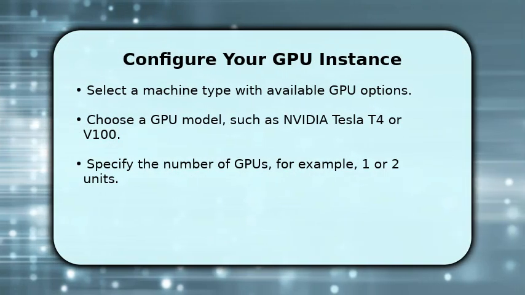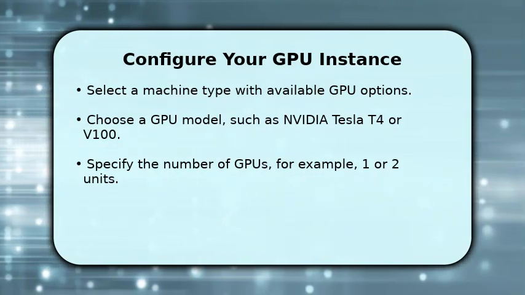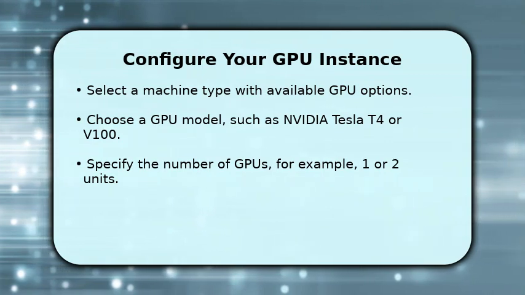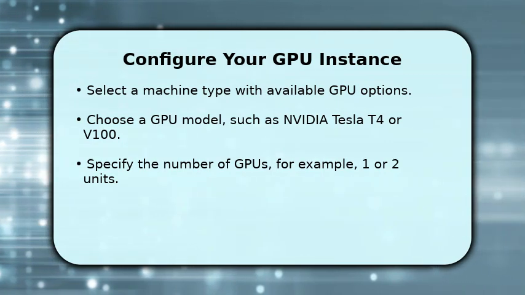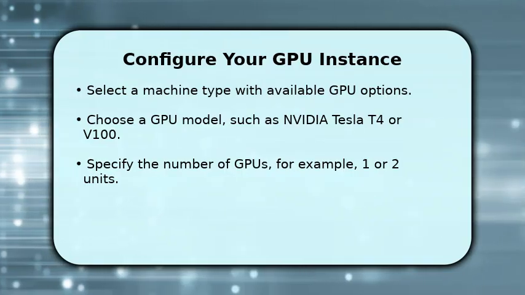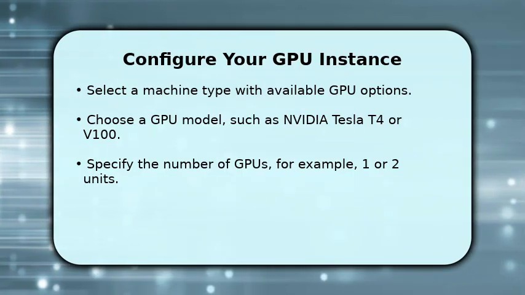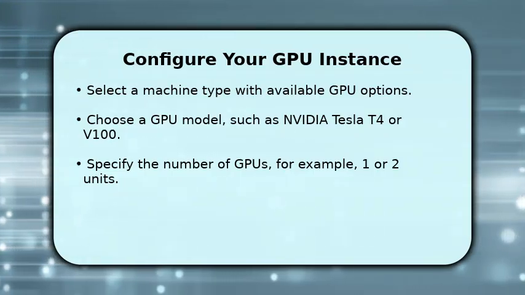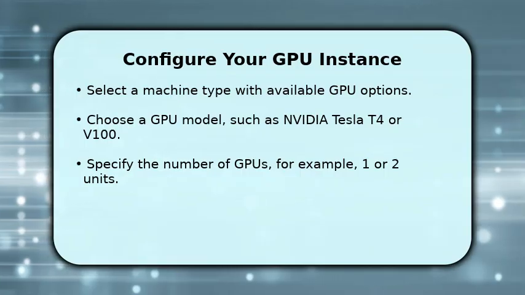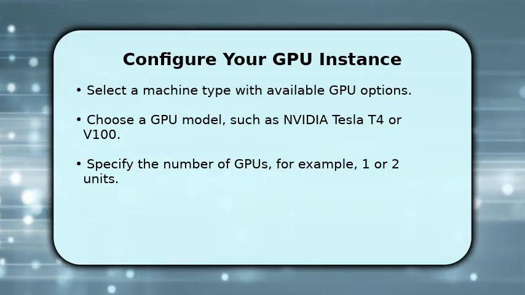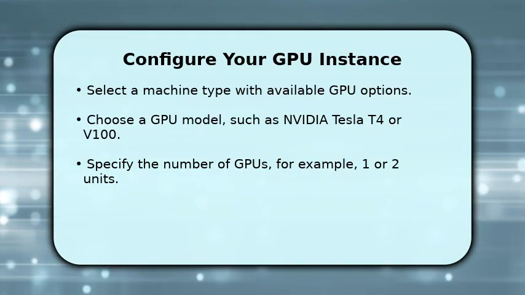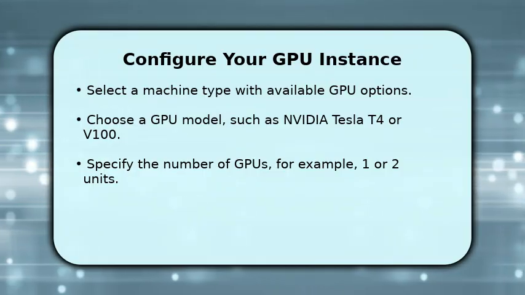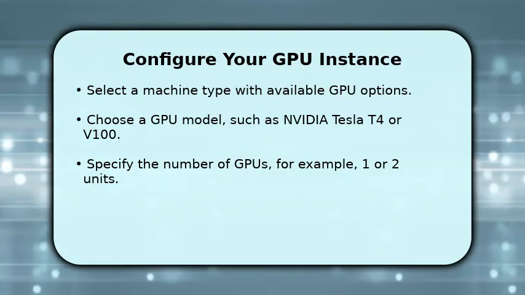Next, you'll configure your virtual machine instance. When creating your VM, select a machine type that supports GPUs. You can choose from various GPU models, like the NVIDIA Tesla T4 or V100, depending on your performance needs. Remember to specify the exact number of GPUs you require, perhaps 1 or 2 units, to match your workload. This configuration is key to optimizing your processing power.